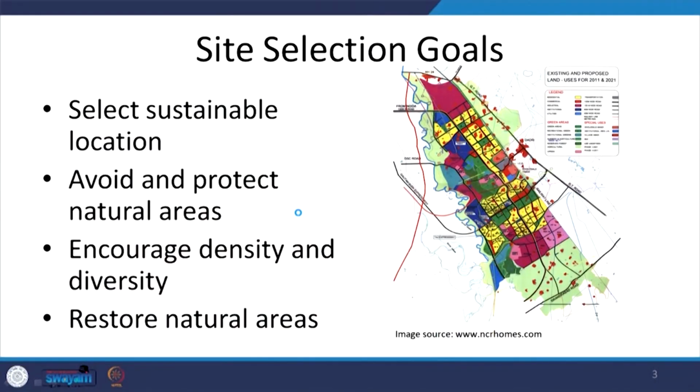So, we are here looking at the site selection goals. What is it that we should look at while selecting a site for a sustainable project? The first one is its location. Where is it located? When we are talking about location, we are looking at its proximity to the transport hubs, for example, railway station, bus terminus, the local transport. That is one aspect of location.